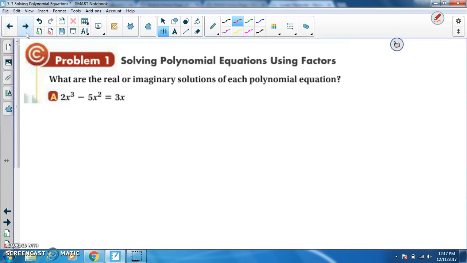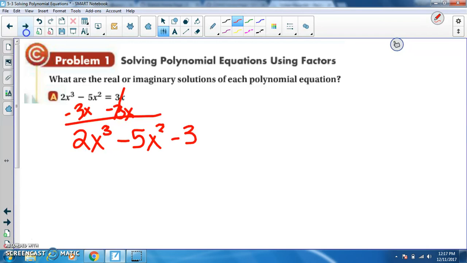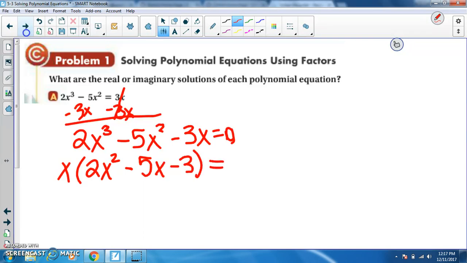Number 1, solving polynomial equations using factors. What are the real or imaginary solutions of each polynomial equation? I'm going to subtract 3x from both sides, and I get 2x cubed minus 5x squared minus 3x equals 0. I have a GCF of x. I now, inside my polynomial, have 2 times negative 3, which is negative 6.